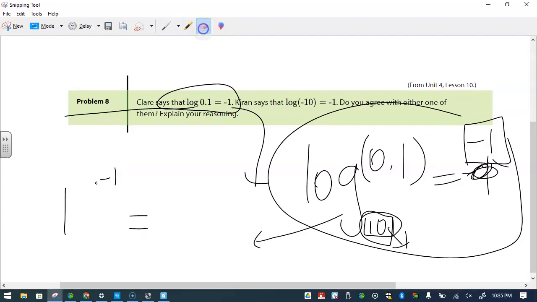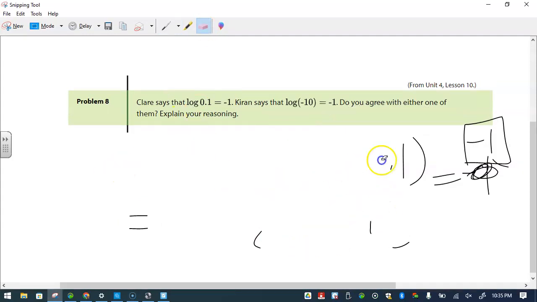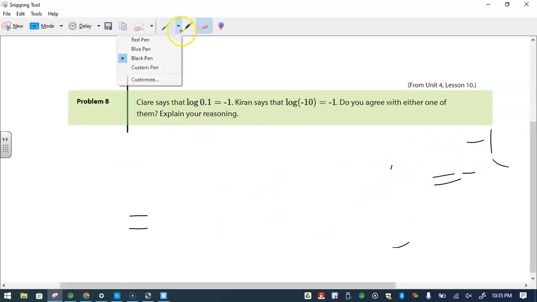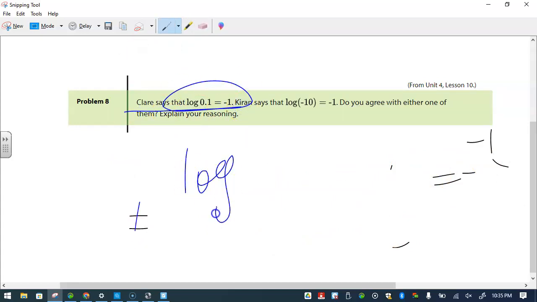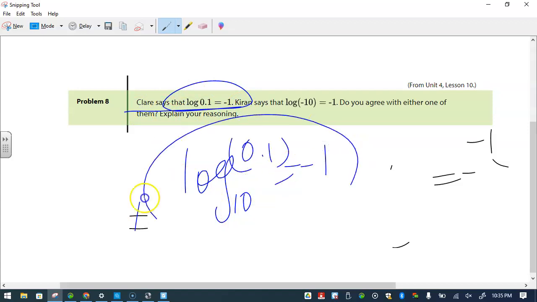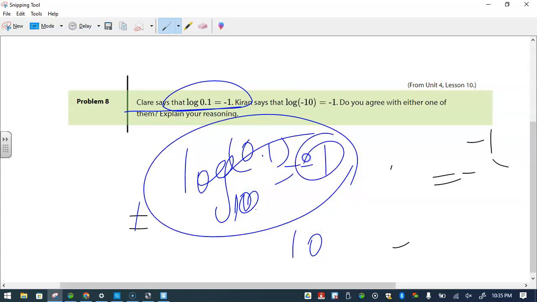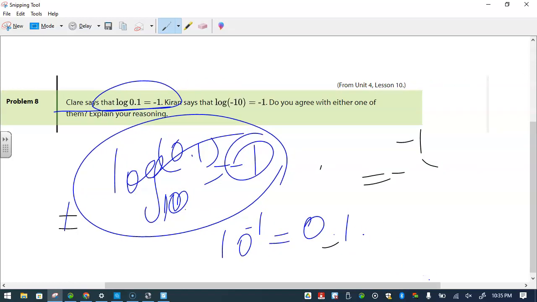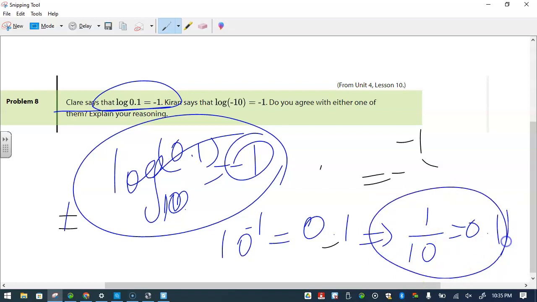Okay, let me do it one more time. I think I messed up here. So first one is, see, this part is logarithm to the base. Do you agree with this answer? That's what the question is. If you change it to the exponential form, this is the base raised to this number. Do you believe this? Yes, because this means 1 over 10 is 0.1, correct? That's perfect.